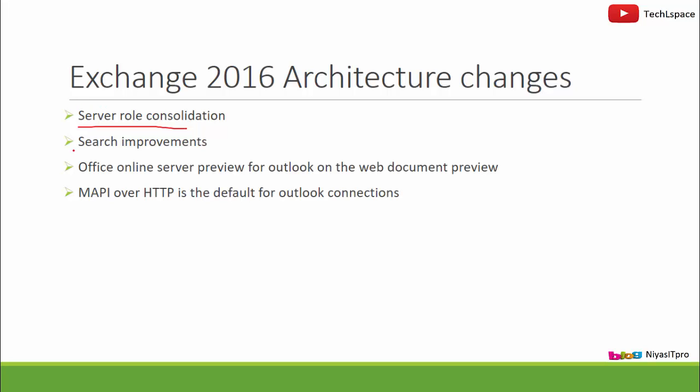The second one is search improvement. When you search for something, local search instance is now available to read the data from the local Mailbox database copy. So this will avoid the passive search instance coordination with their active copy on the other server, and this improves search. The third one is Outlook Web App provides a built-in preview of Office files and PDF. And the fourth one, MAPI over HTTP is a default for Outlook connections, which offers improvement over traditional Outlook Anywhere RPC over HTTP connections.